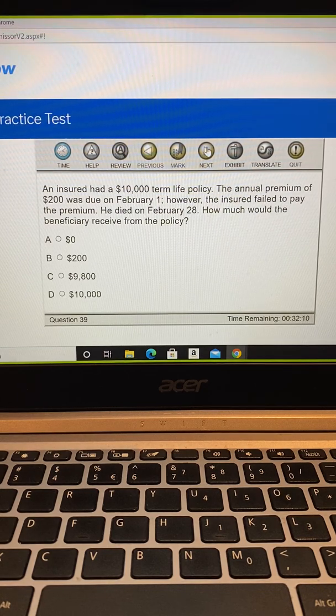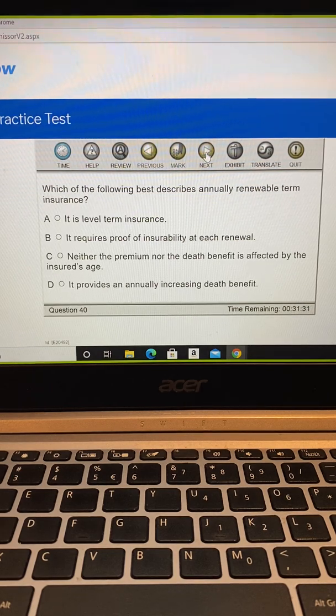An insured had a $10,000 term life policy. The annual premium of $200 was due on February 1st. However, the insured failed to pay the premium. He died on February 28th. How much would the beneficiary receive from the policy? C, $9,800. Next.